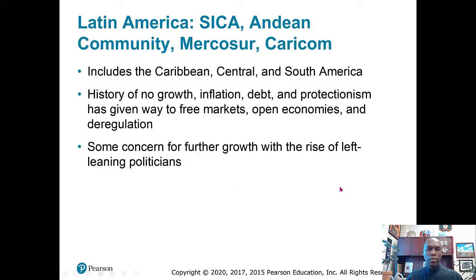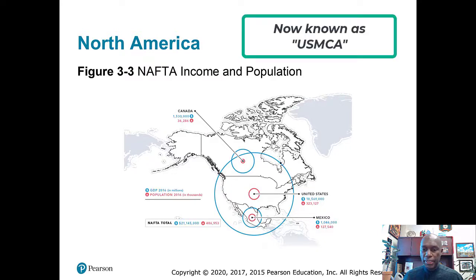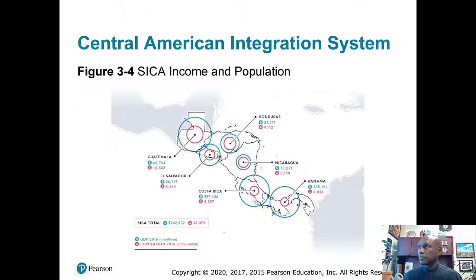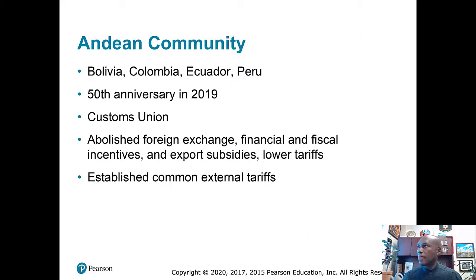You have a number of regional groupings here. They mention CARICOM, the Caribbean Common Market, and you have many others that are listed here. Mercosur is commonly mentioned, Andean Community, and many of them overlap, by the way. And here's the USMCA income and population. As you can see here, it represents a very large block. And you have some of the others. Again, some of them overlap.